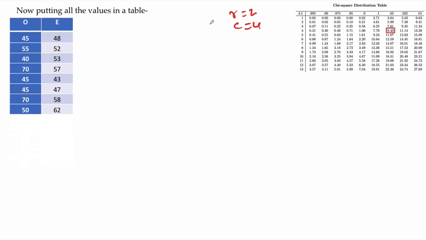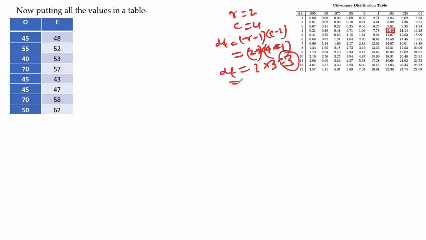So degree of freedom will be R minus 1 multiplied by C minus 1, which is 2 minus 1 multiplied by 4 minus 1. That means 1 into 3, which is equal to 3. Okay, so degree of freedom is 3. That we need to understand, because this is required to see the chi-square table and find out the critical value. Clear? Now before we move ahead, we need to make the hypothesis.